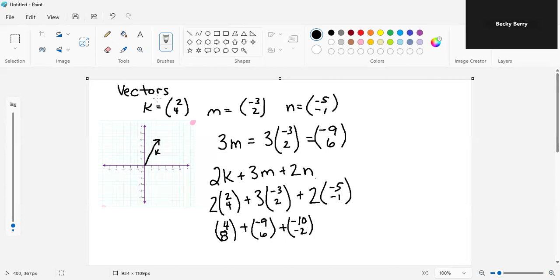Now we're just going to add together 4 plus a -9 plus a -10. I like to add my same signs together, so -9 and -10 is -19, plus 4 will be -15. Then 8 plus 6 plus a -2. 8 plus 6 is 14, and then a -2 would make it 12.